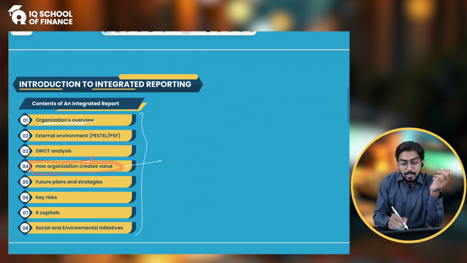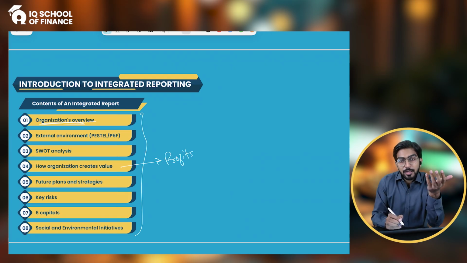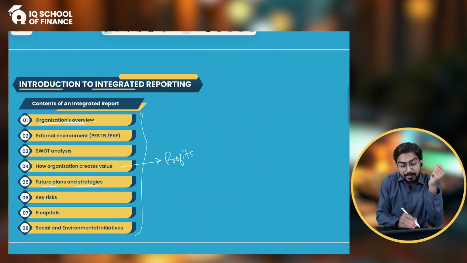How does the organization create value, what are the areas in which the organization is creating value. Creating value means earning profits, increasing the wealth of the shareholders, and how they are actually giving back to the society, how they are adding value to the society. So that you need to actually disclose there. Future plans and the strategies of the companies, key risks that you are facing, six capitals.